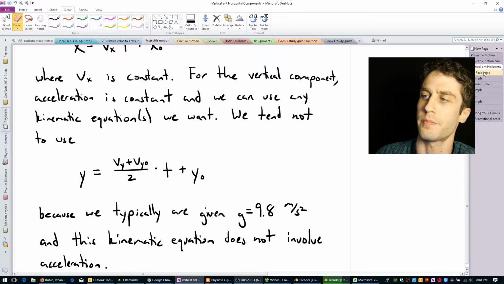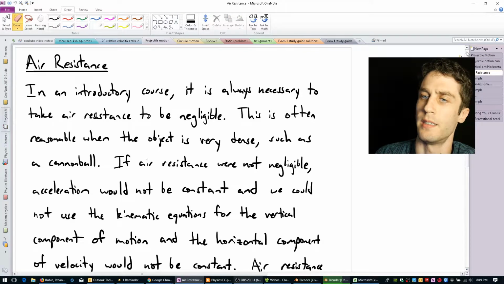Okay, so let's talk briefly about air resistance because students always like to ask about air resistance. In an introductory course, it is always necessary to take air resistance to be negligible. And to be perfectly clear about that, in a quantitative problem where you're putting numbers to it, yeah, you will always take air resistance to be negligible. That should be written out explicitly in the problem statement or otherwise made clear. Maybe it takes place where there's no atmosphere, and so there's no air resistance.